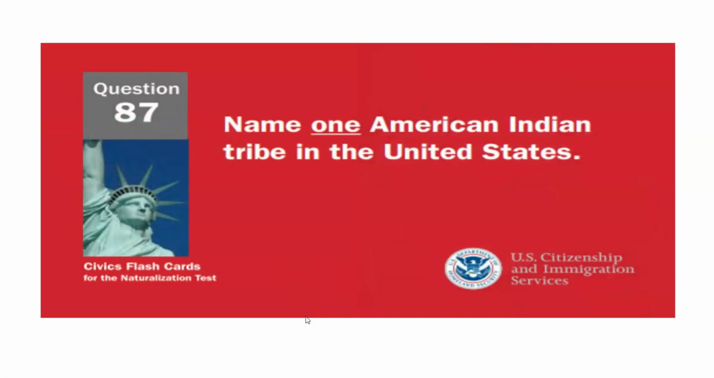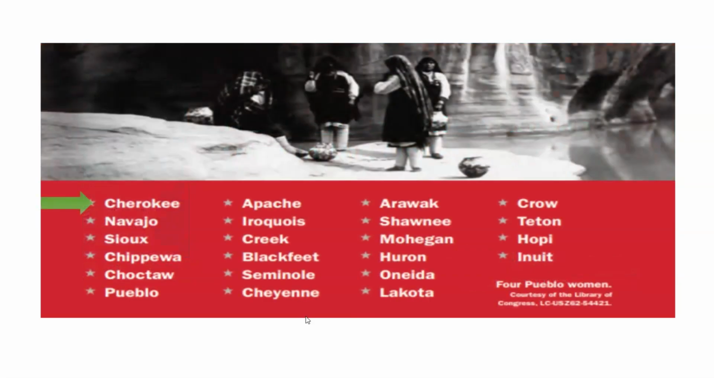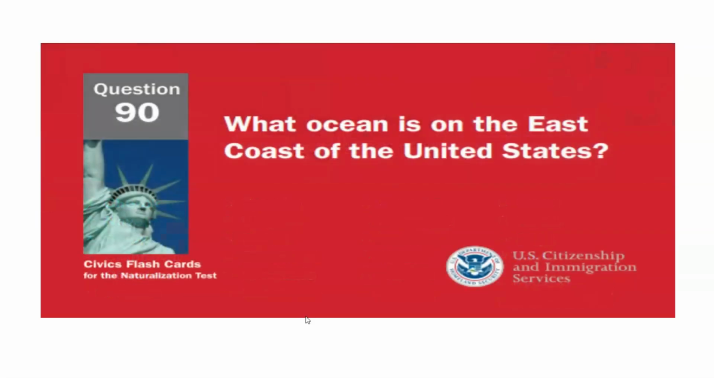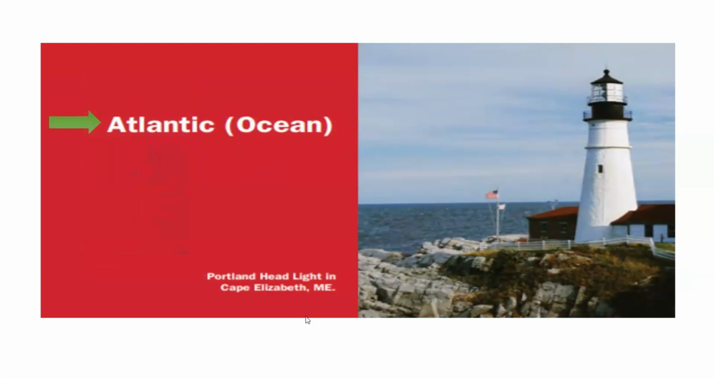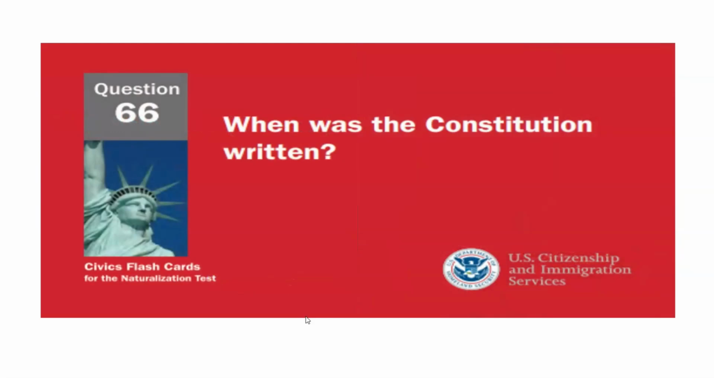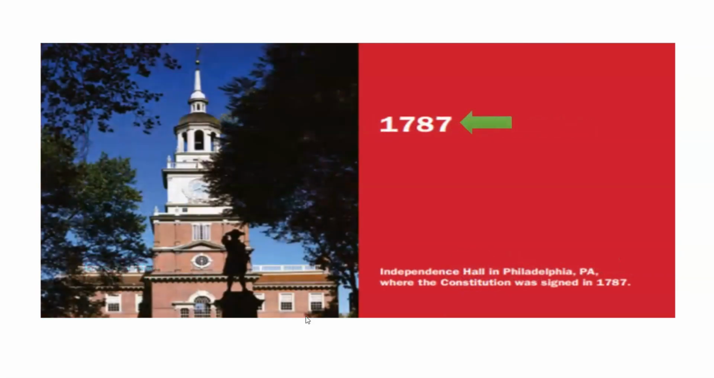Name one American Indian tribe in the United States. Cherokee. What ocean is on the east coast of the United States? The Atlantic Ocean. When was the Constitution written? 1787.